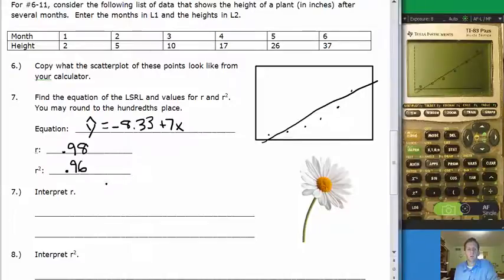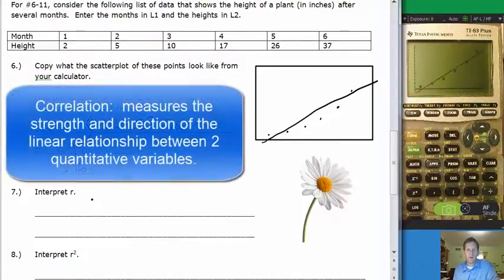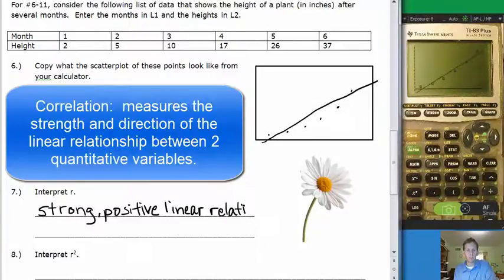When you're interpreting what r and r squared stand for, recall that the definition of correlation, or r, measures the strength and direction of the linear relationship between two quantitative variables. So when we're interpreting r, we want to talk about the strength. R is 0.98. That's a very strong relationship. Our points have a positive trend. R is a positive number, so we have a strong positive linear relationship. When you're talking about what r is, what correlation is, it's a linear relationship. And it's between two quantitative variables. In this case, our variables are height of the plant and month.